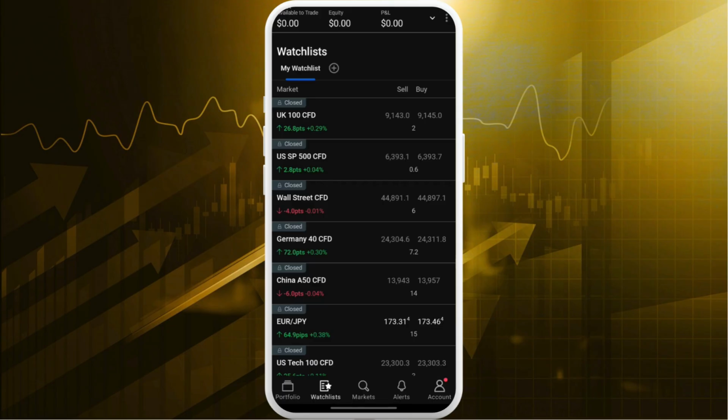After you're in the app, make sure to log into your account first. Once you are logged in, you will see this kind of app interface. Now, in order to set up the stop loss and take profit orders, you have to buy or sell the stocks. So head over to the stock that you want to buy.